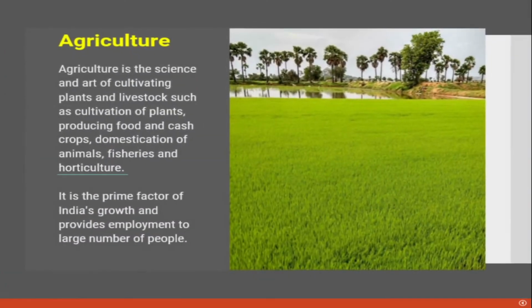Okay, what is agriculture? Agriculture is a science and art of cultivating plants and livestock, like cultivation of plants, producing food and cash crops, and domestication of animals, fisheries, and horticulture. So all are included in agriculture. If no agri, no life, because everything we are getting through the agriculture. It is a prime factor of India's growth and provides employment to large number of people. Most of the people believe in agriculture. Through the agriculture we can get food and also we can earn money.